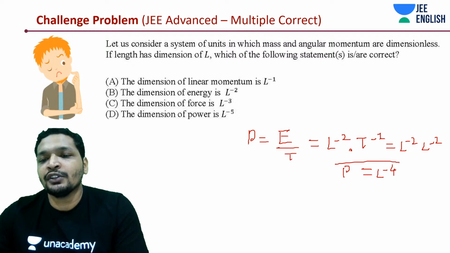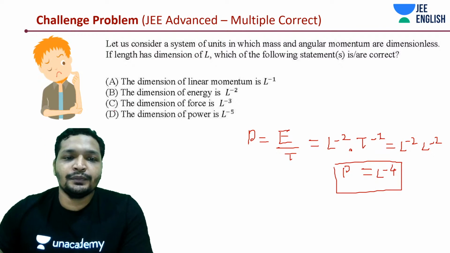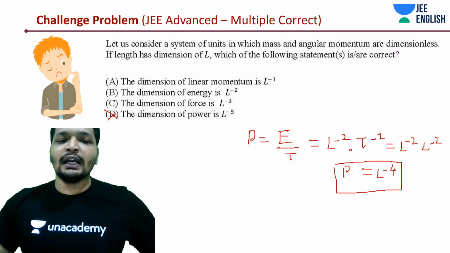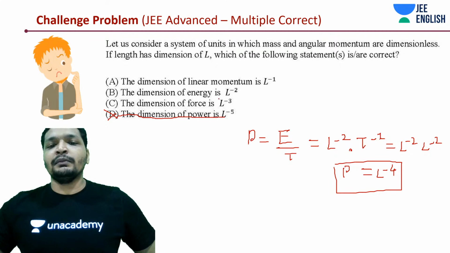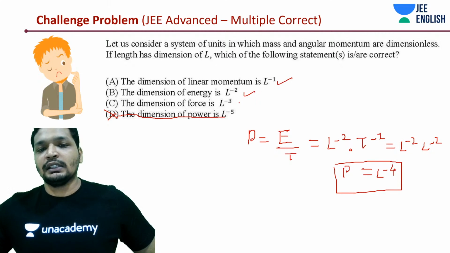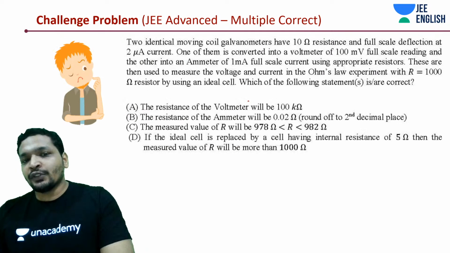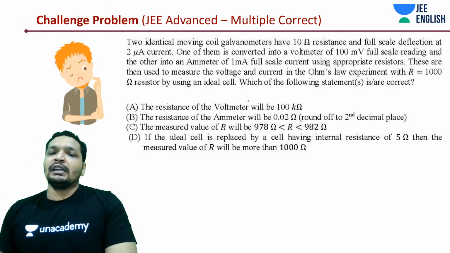Okay, P would have a dimension of L to the power minus 4. So P is false. Okay, quite easy, guys. This is how you do this problem. A is correct, B is correct, and C is correct. That's it. Simple one. Every multiple choice answer will have some hint in it, and you'll move according to the hint.